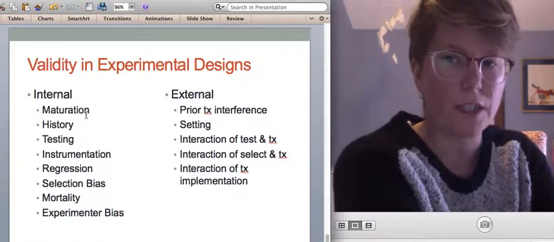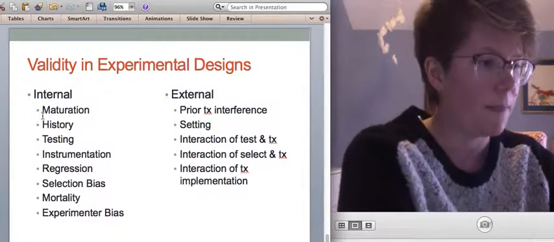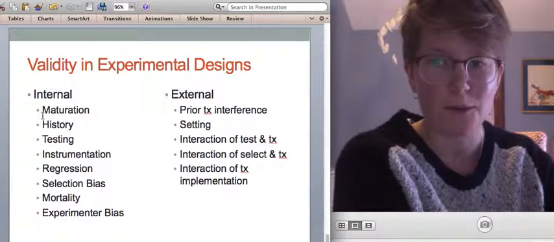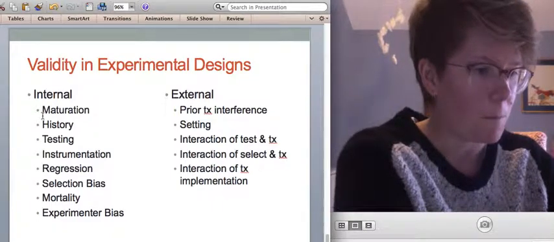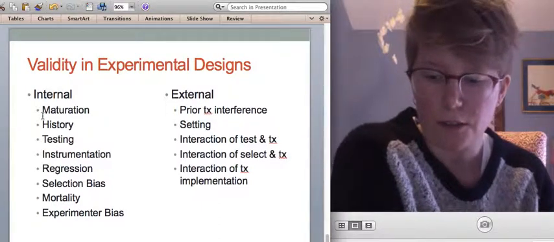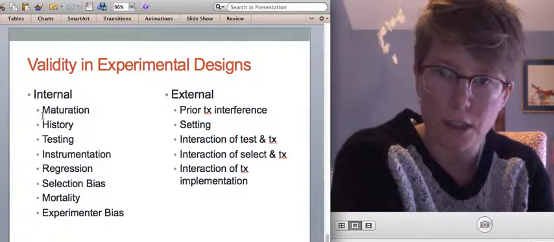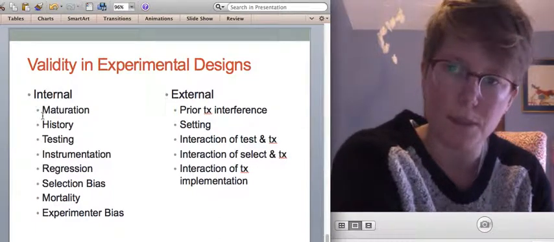So maturation, I think, is actually a pretty important one because we know that people change over time, right? That's one of the things we believe as therapists. So you always have to ask yourself, is the change that the authors are describing in the study really due to the intervention, or is it just because time has passed?